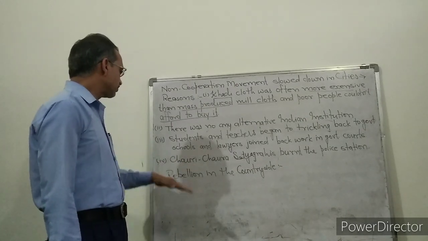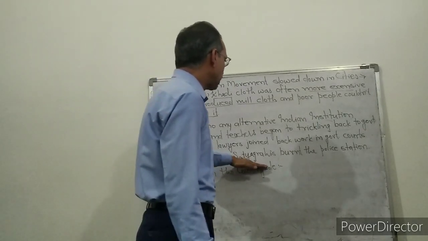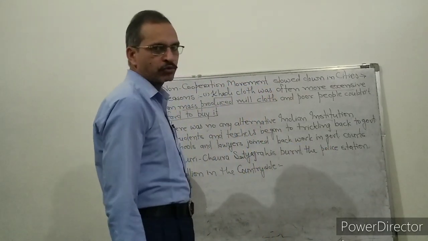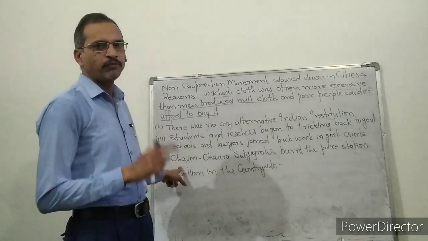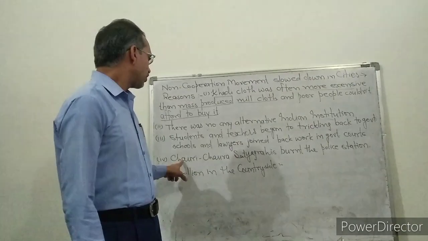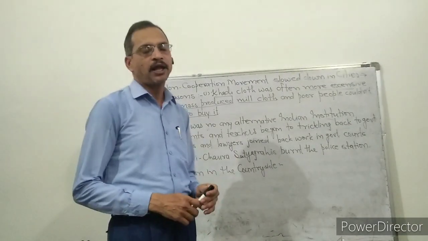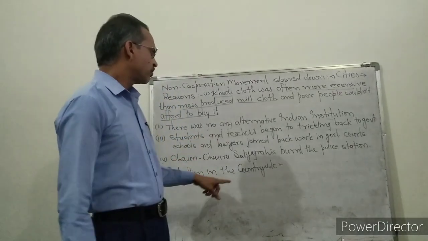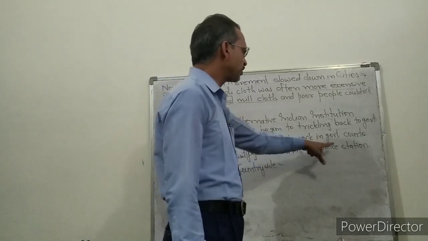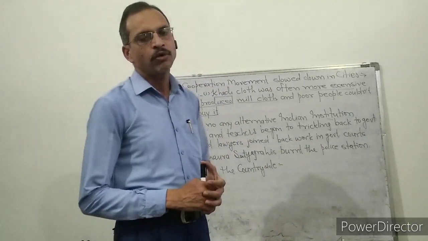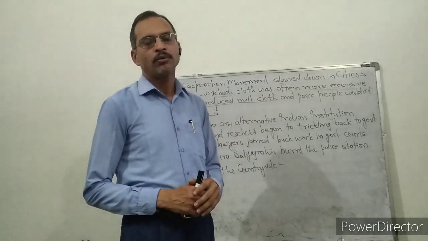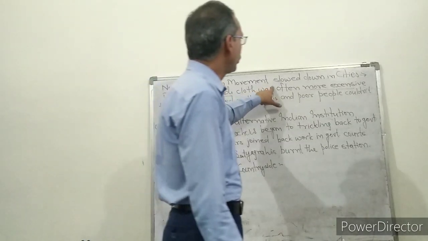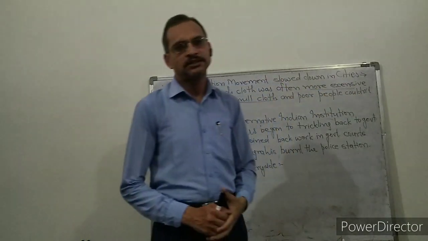And the next, Chauri Chaura. Satyagrahis burned the police station in Chauri Chaura. Chauri Chaura is situated in Gorakhpur district of Uttar Pradesh. So in Chauri Chaura in 1922 an event took place. Some Satyagrahis burnt the police station and Mahatma Gandhi called off the non-cooperation movement. Okay students, these are the reasons the non-cooperation movement slowed down in cities. Okay.